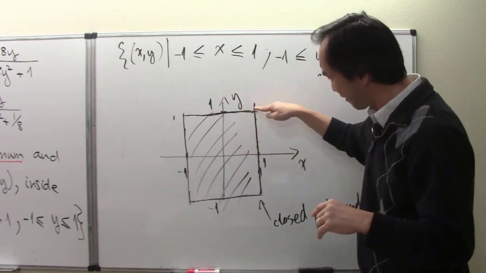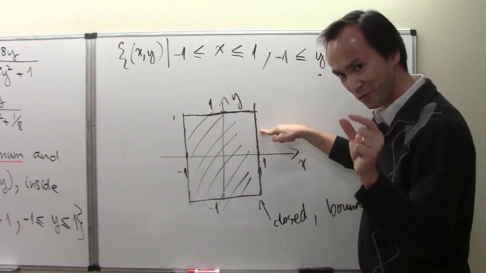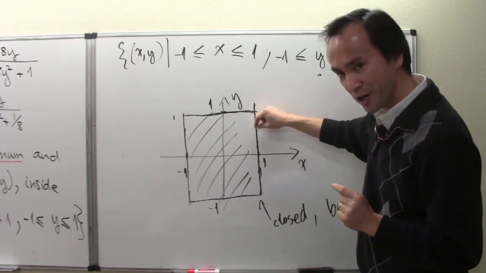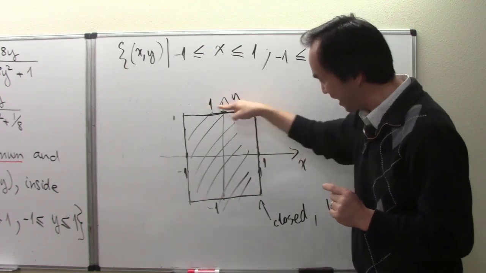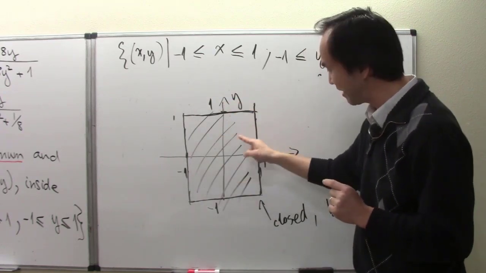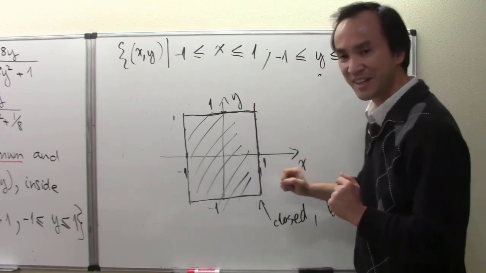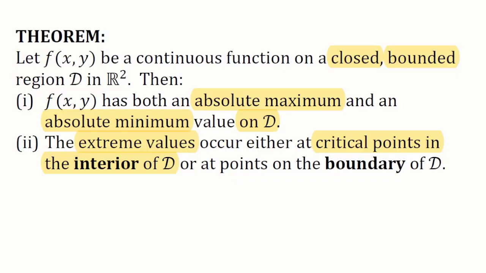And then being on the boundary, you will also have a precise definition of what it means to be a point on the boundary. So when you have a closed and bounded region, there's a difference between an interior point and a point on the boundary. Now the theorem says extreme values occur either at the critical points in the interior of D or at some points on the boundary.